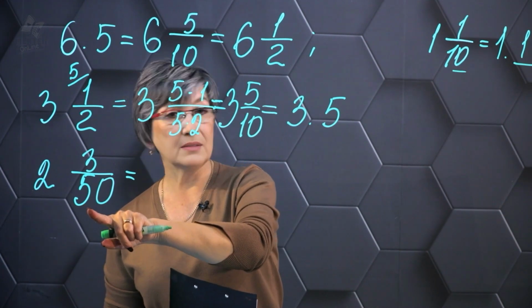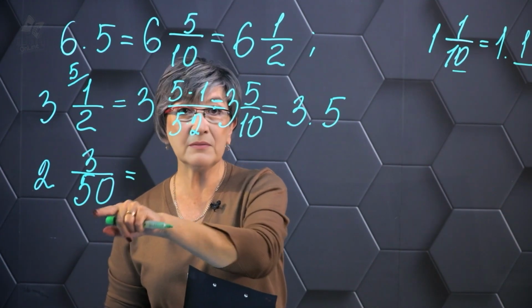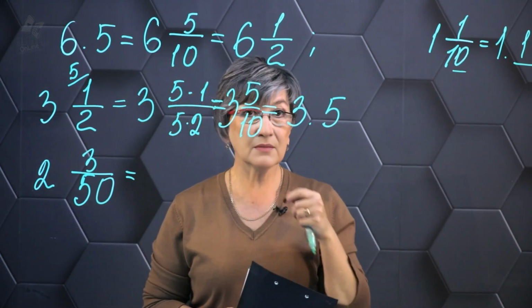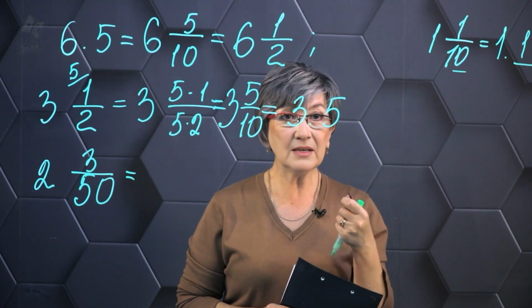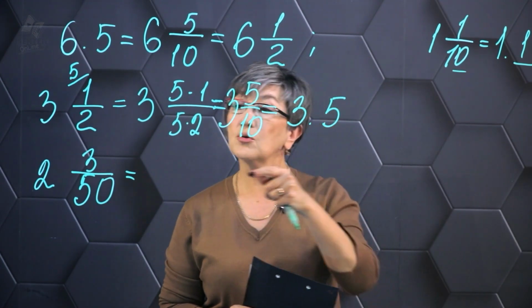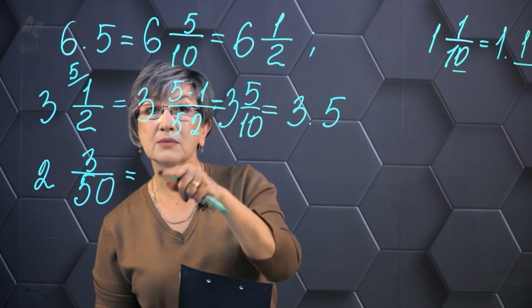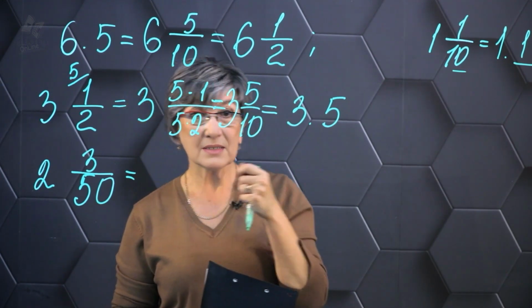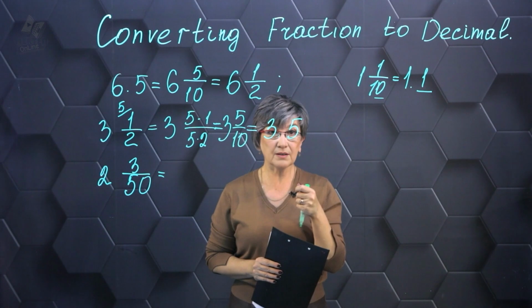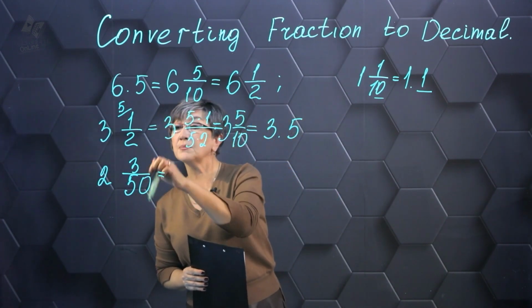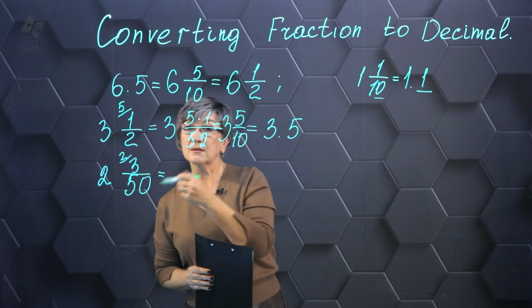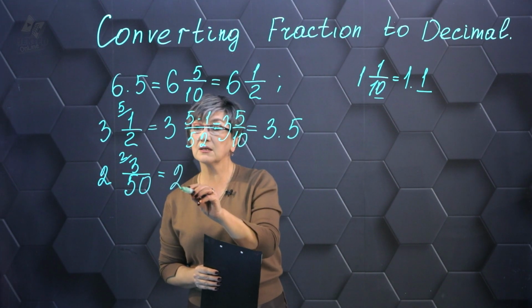The denominator is not 10 or 100 or 1,000. Then what am I supposed to do? I have to check to see if I can divide a number 100, 1,000, and so on by 50. The smallest number is 100 divided by 50. So 100 divided by 50, that's 2. The result is 2 whole numbers.